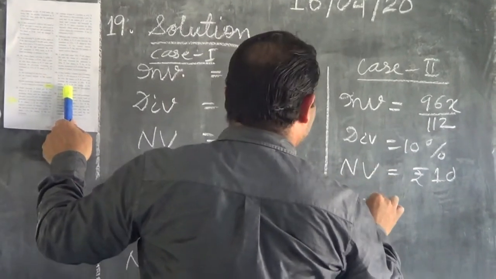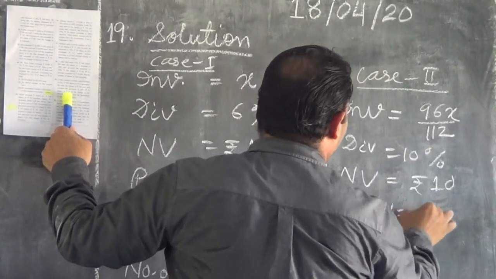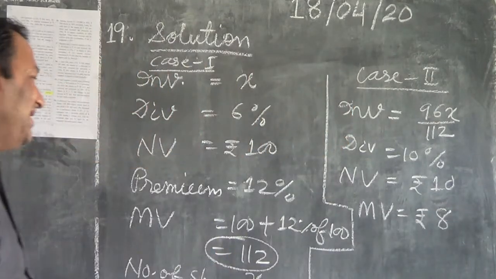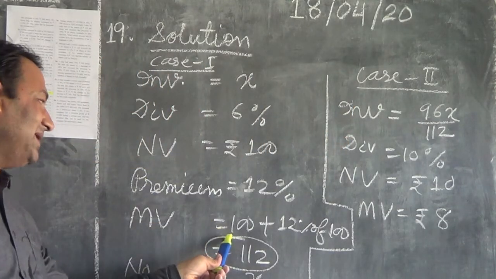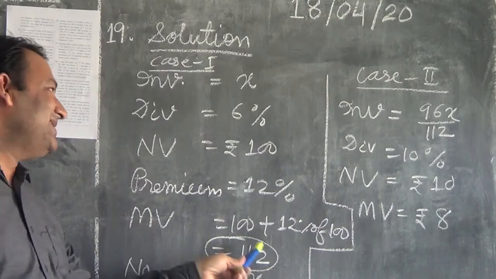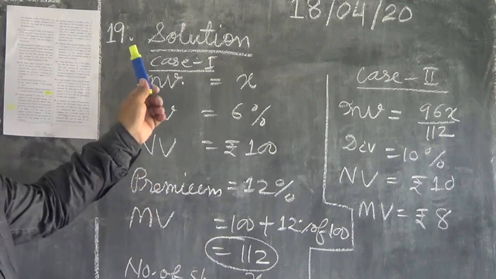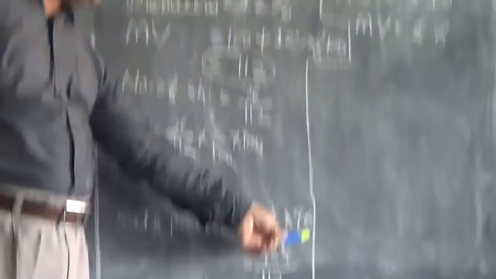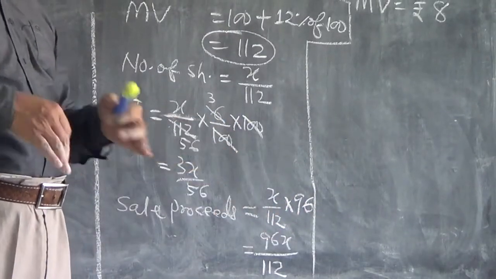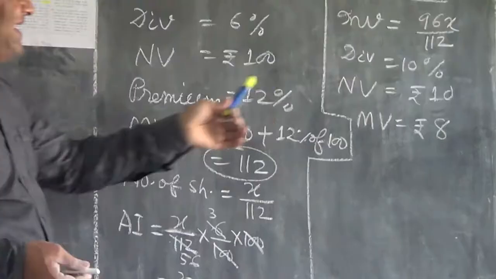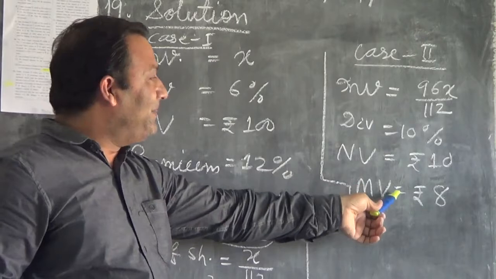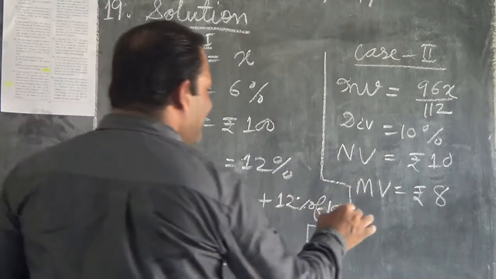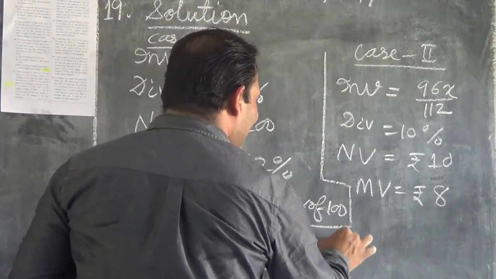And at rupees 8, market value is rupees 8. See how many times market value? This market value, at this price he purchased the shares from the first company. At another market value, 96, he sold the shares, and at another market value he purchased the shares from the second company. So now how many shares can he purchase?